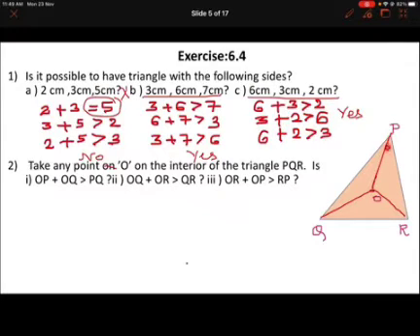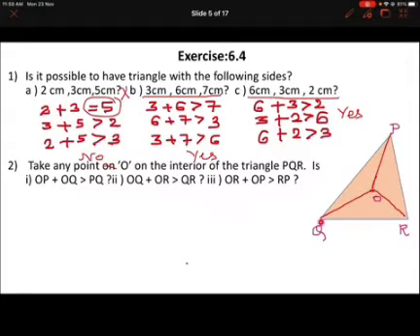Okay, children. Now, the question is OP plus OQ greater than PQ? Where is OP? This is OP, is it not? OP plus OQ, is it greater than PQ is the question. Yes, it is. That's why we were able to construct this triangle. Okay, that's why you were able to join these and you got a triangle. That means it proves that sum of these two sides is greater than the third side.